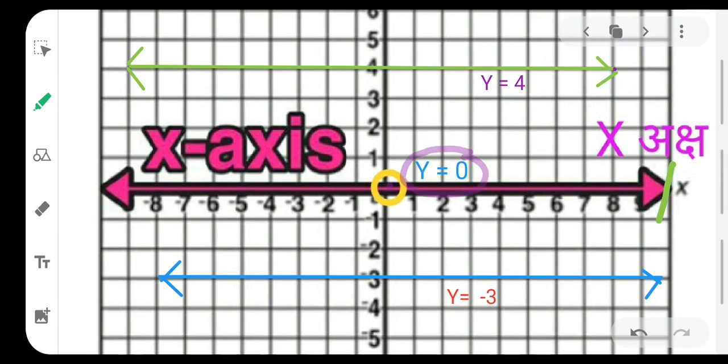Similarly, here the aeroplane is on position 4. The car can either go left or go right. It keeps on moving, but the aeroplane will stay on the 4th step. So the equation of this line will be y equals 4. And in another example, the position of the aeroplane is on -3. The car can go left or right. It keeps on moving, but the aeroplane will always stay on the 3rd step below 0. So the equation of this line will be y equals -3.